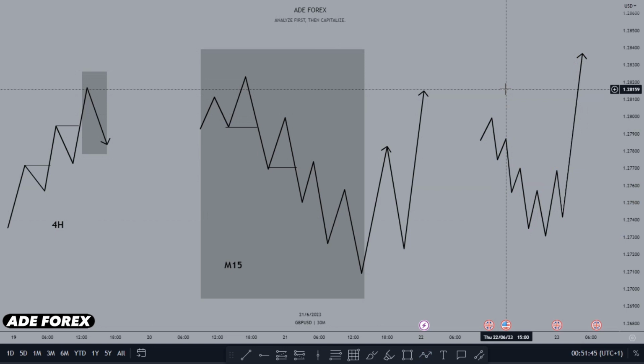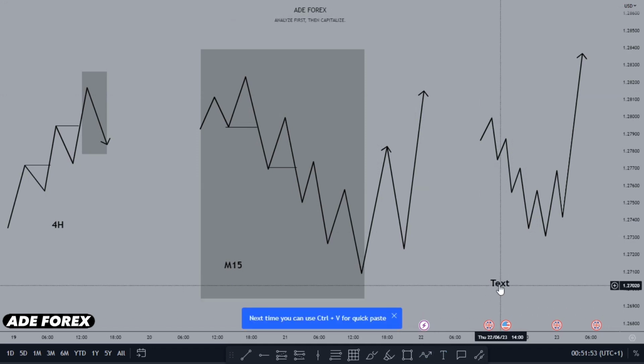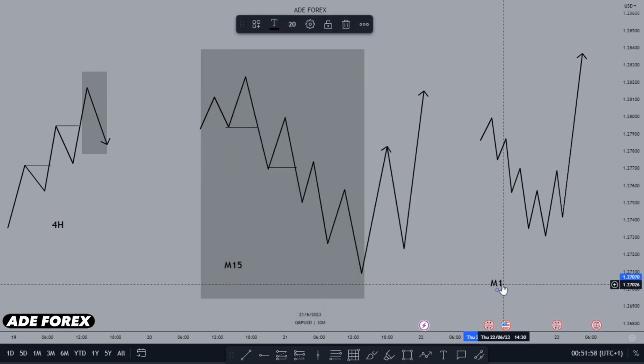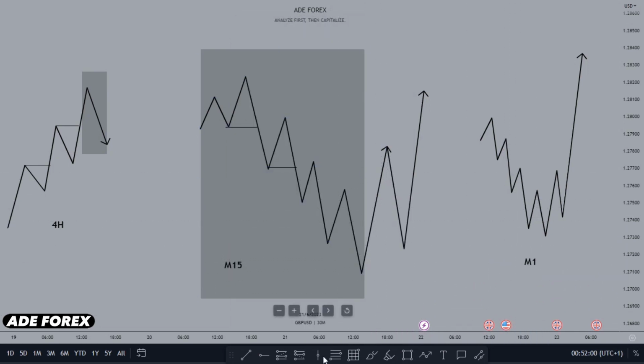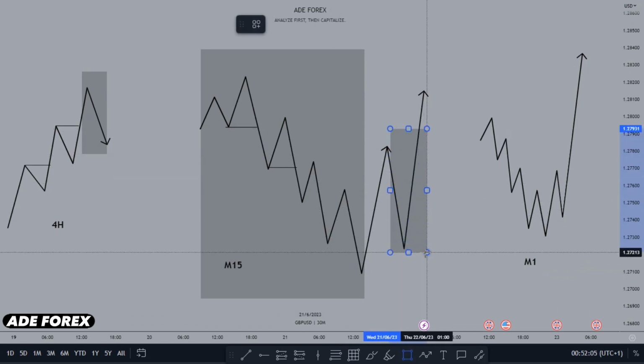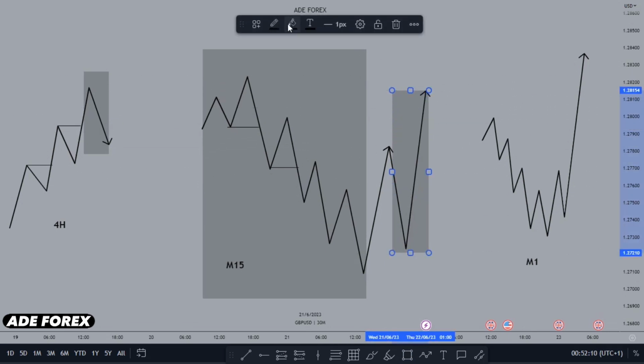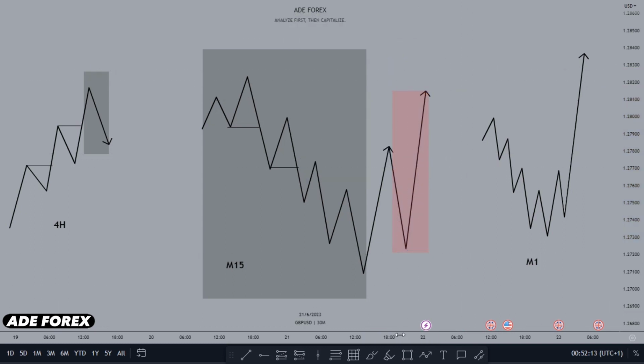So that's basically what the major and the minor structure actually mean. So this is the M1, that's the 1 minute time frame. And this particular move, let me highlight it. Let's change the color to red. So this particular move to the down is right here, then from here to here, this is right here.